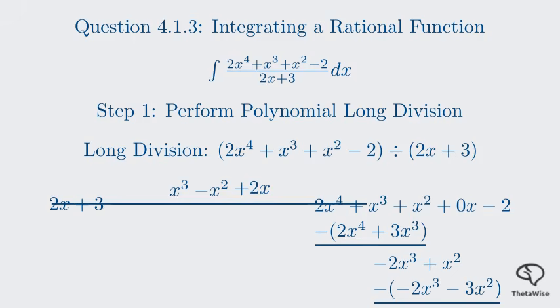Multiply 2x by the divisor to get 4x squared plus 6. Subtracting gives negative 6. Finally, we bring down the minus 2. What do we multiply 2x by to get negative 6x? The answer is negative 3. Multiplying negative 3 by the divisor gives negative 6x minus 9. Subtracting this from negative 6x minus 2 gives us a remainder of 7.